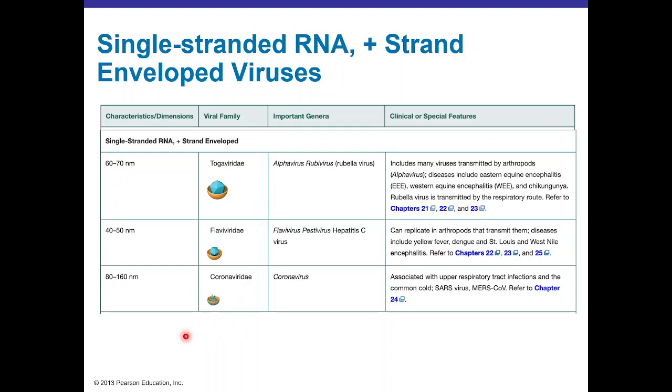Single-stranded positive-strand RNA enveloped viruses are the following. So we have Togaviridae, Flaviviridae, and Coronaviridae that now is causing this pandemic that hopefully will end soon. So coronaviruses can cause upper respiratory tract infection. It can cause as well infections of the digestive tract.